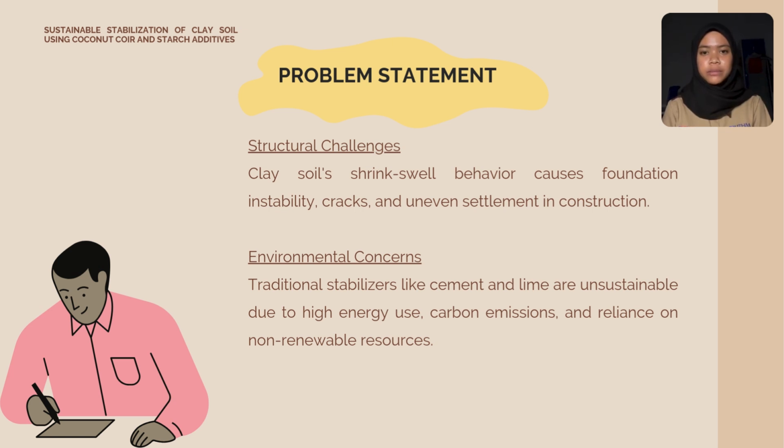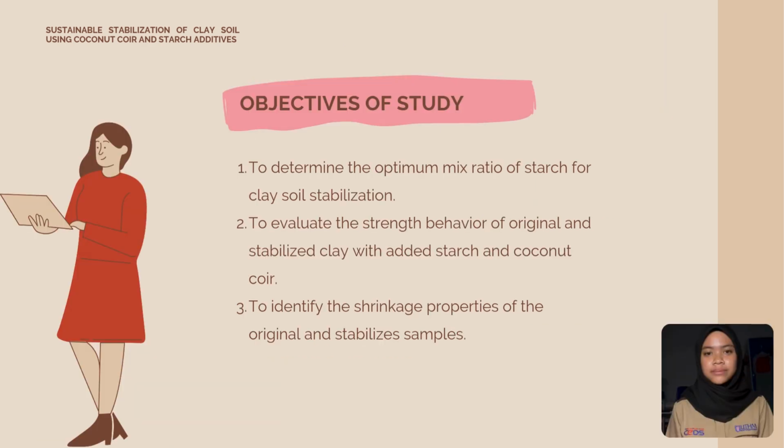So there are two problem statements of this study. First, clay soil shrink-swell behavior causes foundation instability, cracks, and uneven settlement in construction. Second, traditional stabilizers like cement and lime are unsustainable due to high energy use, carbon emissions, and reliance on non-renewable resources. And then these are the objectives of the study. First, to determine the optimal mix ratio of starch for clay soil stabilization. Second, to evaluate the strength behavior of original and stabilized clay with added starch and coconut coir. Last but not least, to identify the shrinkage properties of the original and stabilized samples.